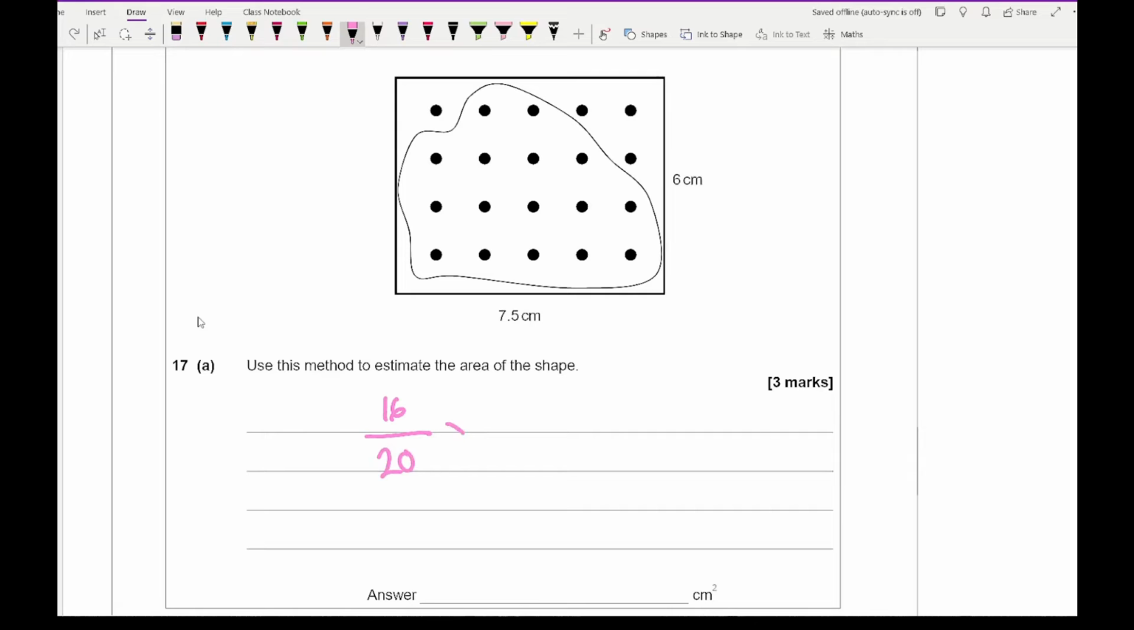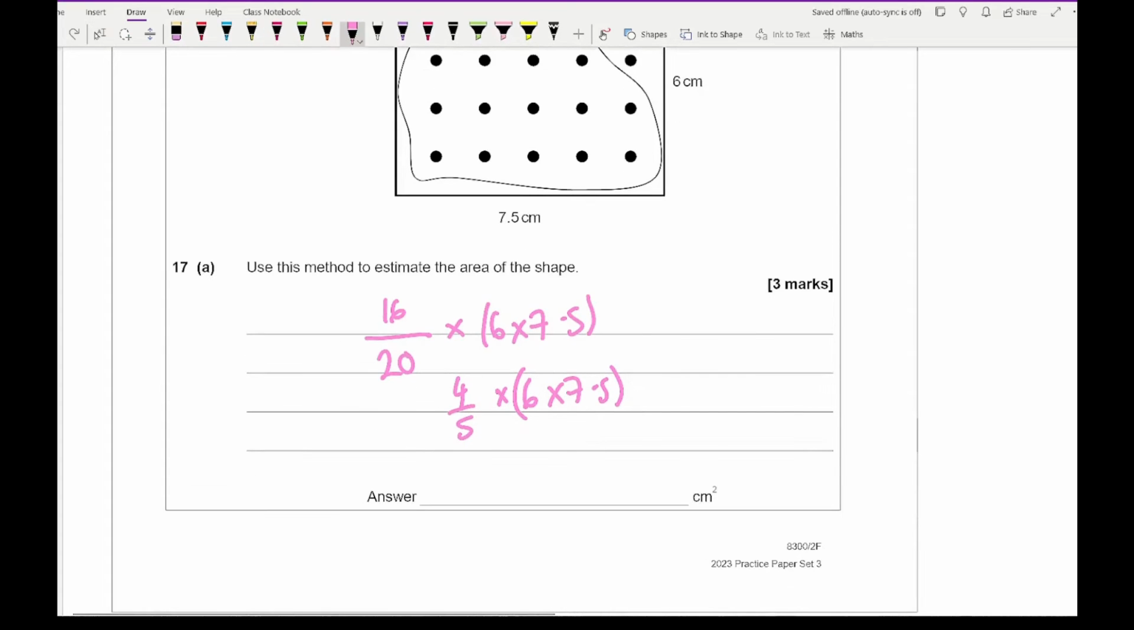So then I multiply that by 6 times 7.5, so that's basically going to be 4/5 of 6 times 7.5, and I type that all into my calculator. I should have the answer of 36.